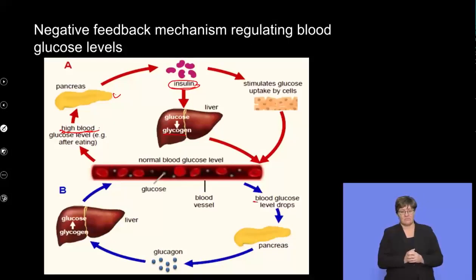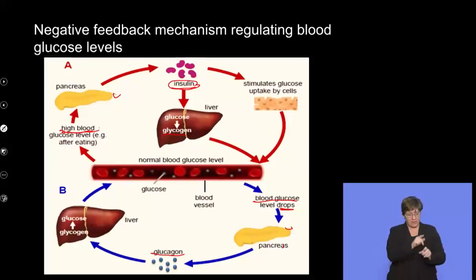Now, in a case where blood glucose level drops, what is going to happen? Again, the pancreas is involved. In this case, the pancreas will secrete glucagon. For what purpose? So that glucagon can convert the stored glycogen into glucose. And the glucose will now be absorbed into our blood, and it will take the blood glucose level to normal.